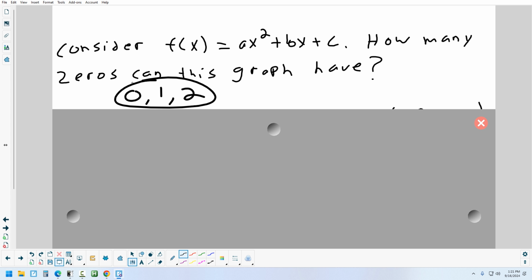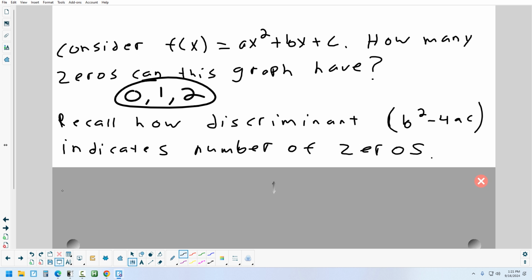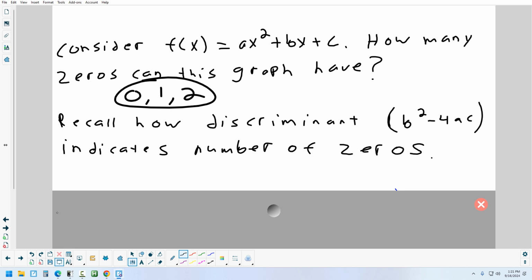Could be any of those: 0, 1, or 2. The way we can quickly figure out how many zeros it has is to do that calculation, b squared minus 4 times a times c. That's the part that's in the quadratic formula. I think we mentioned this last week, but if the discriminant comes out less than 0, it will never cross the x-axis.